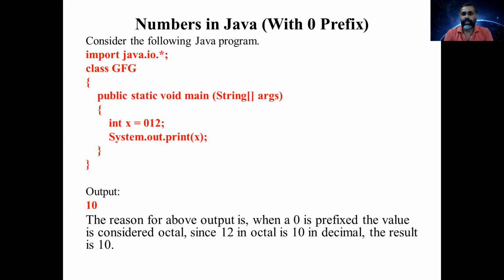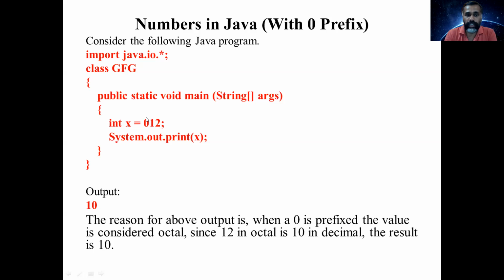Number in Java. In Java, if you store an integer value with 0 as a prefix, for example, consider this class. In my main method, I'm creating a variable called x, which is equal to 012. When you print the x value, you think the output will be 012, but the output will be 10. What happens is, when you prefix a 0 in front of the value in Java, this value is considered an octal. So now 012 is considered an octal value.